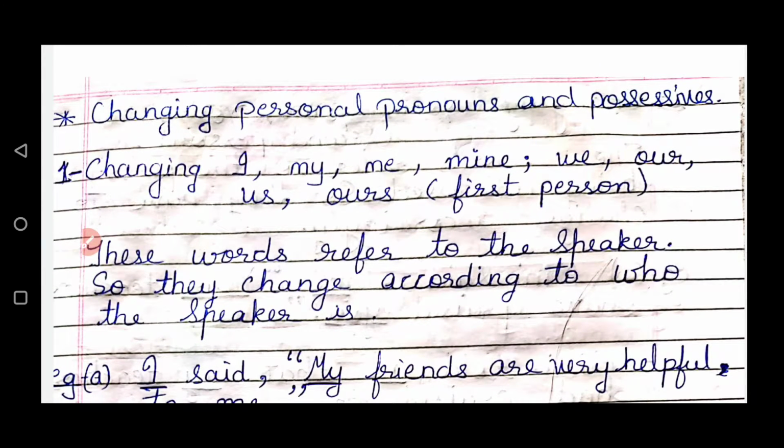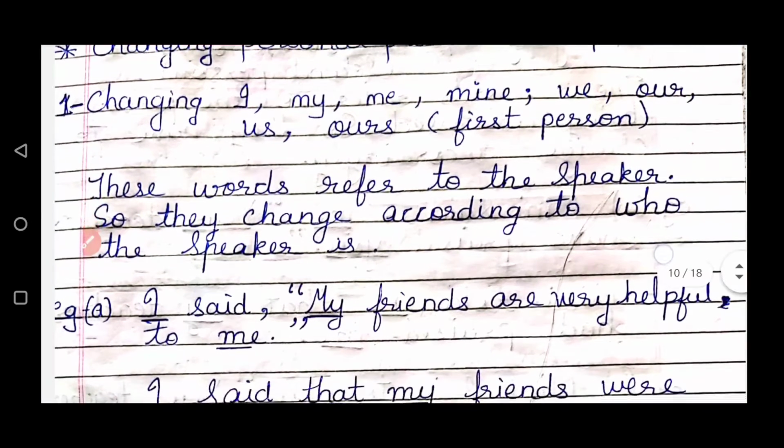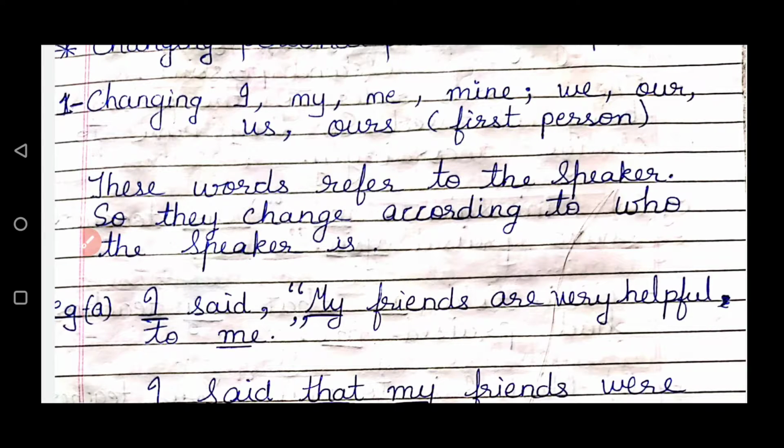Now a very important thing: when changing direct speech into indirect speech, students tend to make mistakes while changing the pronouns. The best part you can do is learn how to change personal pronouns and possessives in reported speech. Now how to change I, my, me, mine, we, our, us, ours. These are all first person, right? These words refer to the speaker.